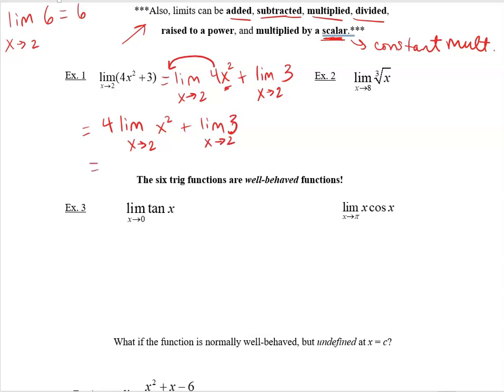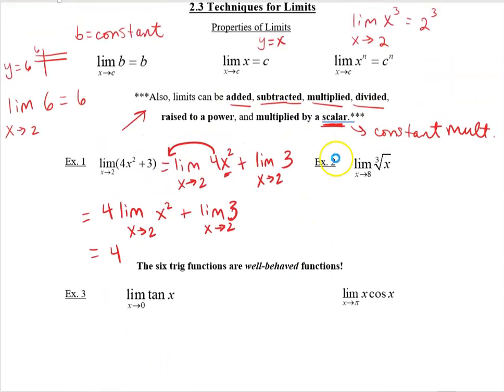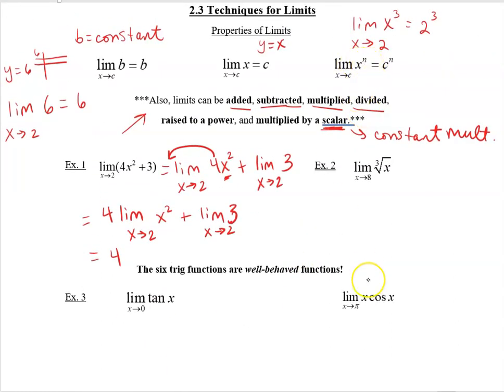And so then that would be 4 times the limit as x approaches 2 of x squared using this property right here. That would be 4 times 2 squared plus 3 is the constant function, so using this property here, that would just be 3. So we can simplify it and say 4 times 4 plus 3 gives me a limit of 19, and that's the value there. Now, you might notice we could have just taken that 2 and substituted it back in from the very beginning. We would have gotten the same answer, and that's perfectly acceptable.